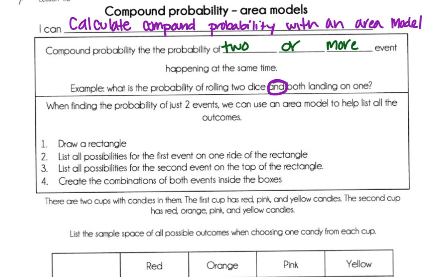And a really common one is you're rolling two dice, right? And they both land on the same number, or they land on this combination of numbers. So it says, when finding the probability of just two events, we can use what's called an area model to help us list all the outcomes.